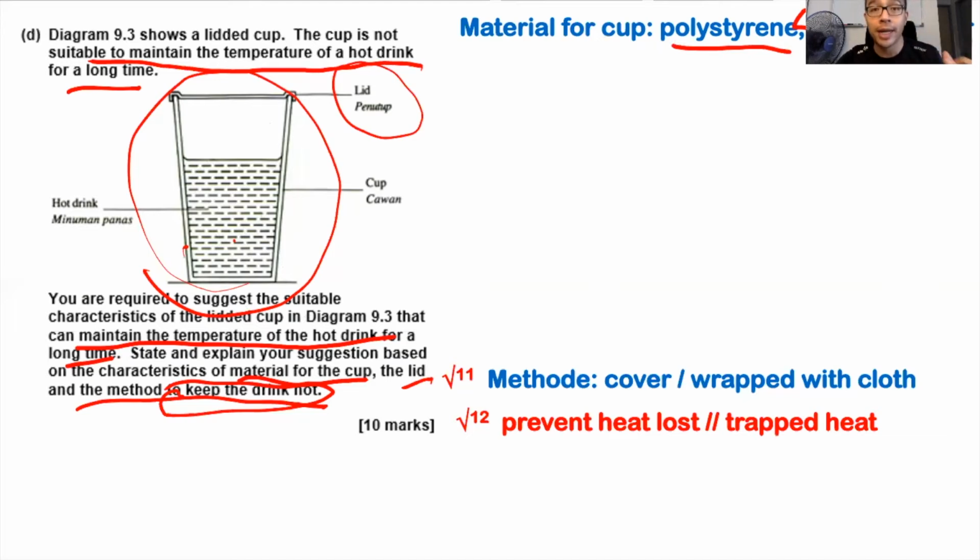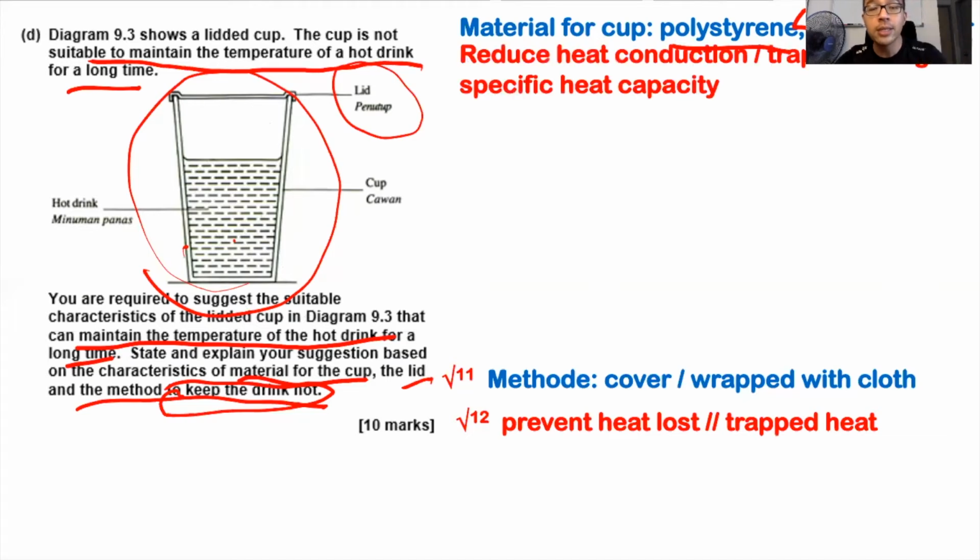susah untuk haba mengalir. Okay, so the reason is to reduce the heat conduction, to trap heat, or because polystyrene has high specific heat capacity. Okay, high specific heat capacity means slower to get cold. It takes a very long time to become hot, true. Okay, but it also takes a very long time to become cool.